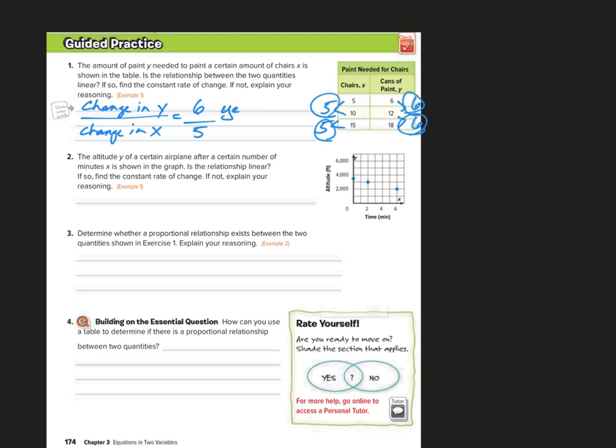So the answer is yes, it's linear. So let's look at example 2. This time we'll be looking at a graph to see if we can determine if this relationship is linear.